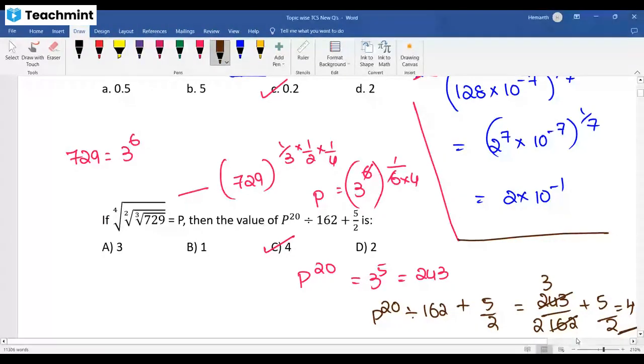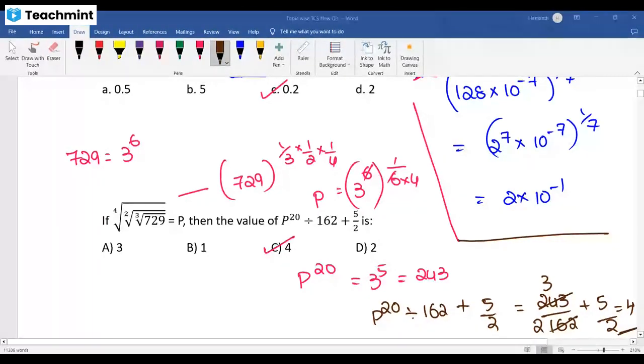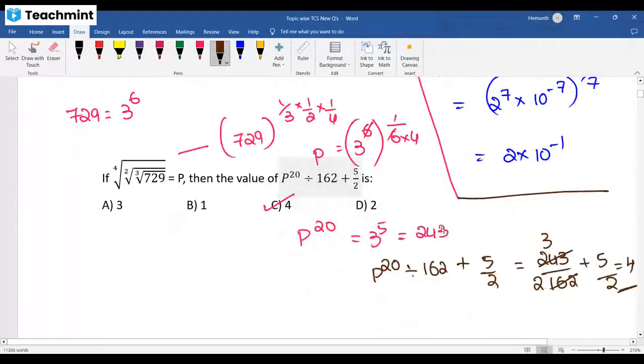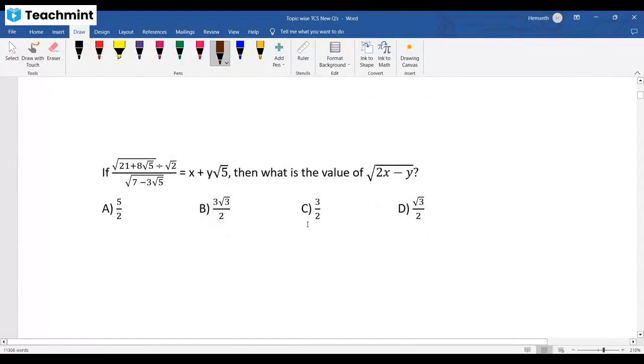Yes, option A is correct. Option C, not A. 4 is the answer. Check it out once. Simplification, okay, this I put in simplification only. After this, next question, the remaining all square root, cube root you can do. That's all you can understand. Once you are done with this question.